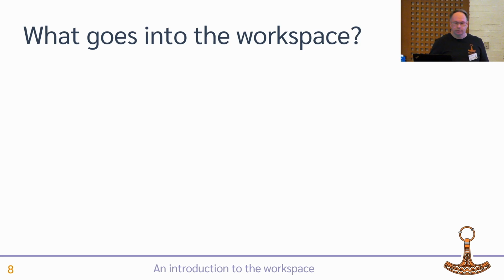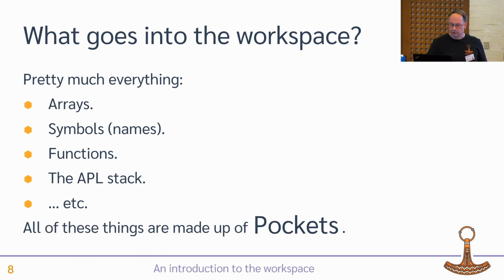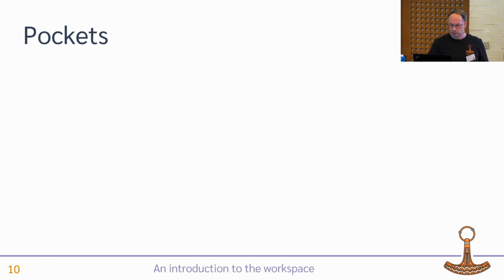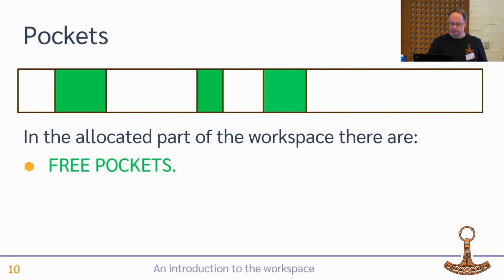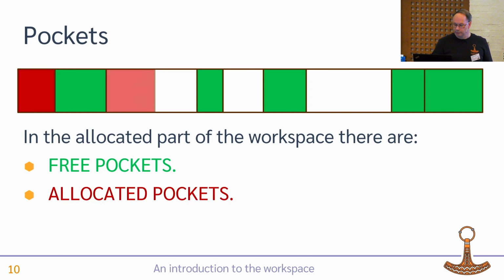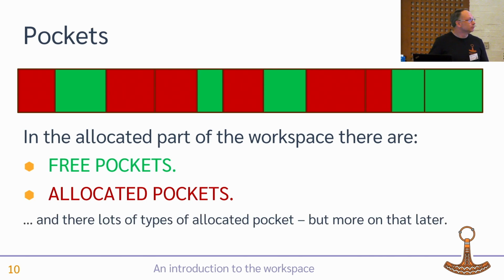And then what do we put in that workspace? Well, we put pretty much everything in the workspace. So your arrays, your symbols, your functions, the APL stack, everything is in there. And everything in the workspace is made up of a thing we call pockets. So a pocket in the workspace looks like this. In there are some free pockets. That means pockets which are not currently in use. And there are allocated pockets. They've got something in them. There's many, many more than I've shown here. They would be invisible if I did the right number. And there's lots of different types of allocated pocket, and we'll look at a few of those later on.